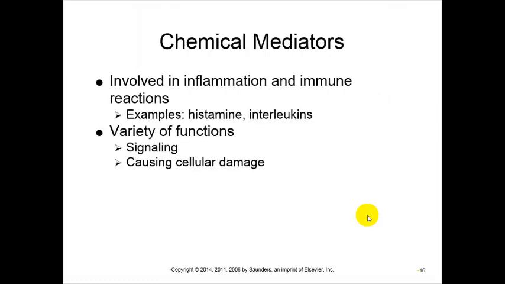We also have a lot of chemical mediators that these cells will produce, and not only these immune cells, but other cells in the body that will also produce these chemical mediators to do various things such as signaling or causing inflammation or cell damage. Some common ones are histamine and interleukins. Okay, so it's going to be signaling and causes cell damage.